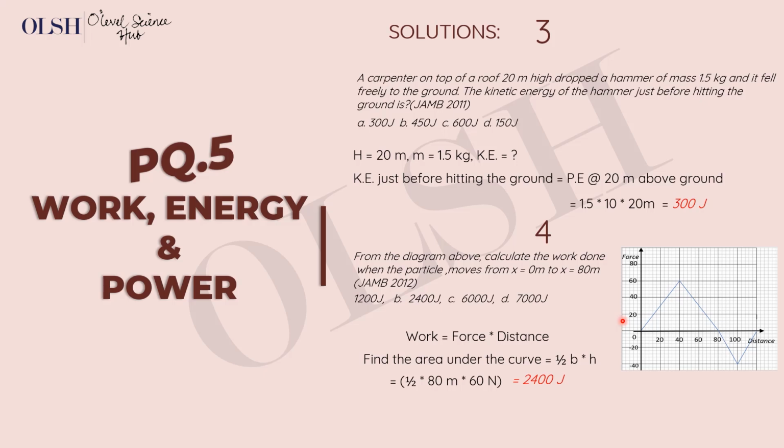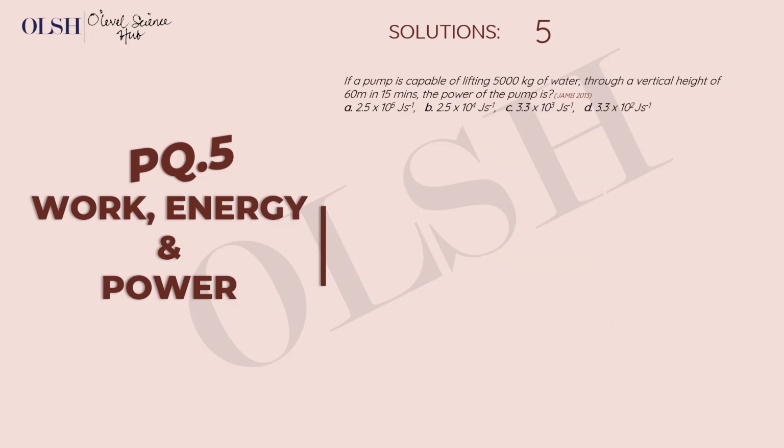So we move on to number 5. Our question is, if a pump is capable of lifting 5,000 kg of water through a vertical height of 60 meters in 15 minutes, the power of the pump is... Okay, so we have our parameters as mass equal to 5,000 kg, we have h equal to 60 meters, and we're asked to find power.